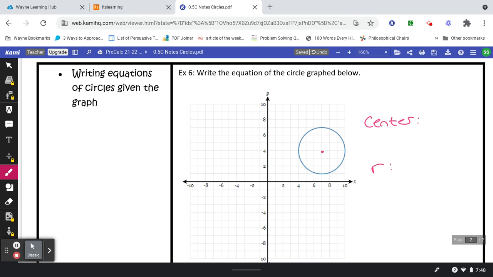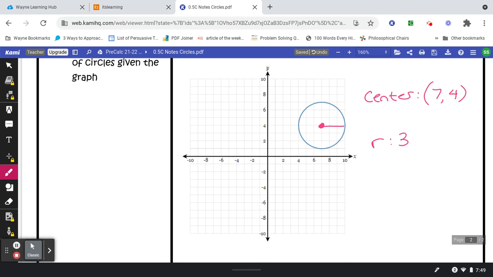You should be able to just eyeball where the center of the circle is. That point looks like 7, 4. Between that 6 and the 8 and all the way up to 4. And then the radius is just how far it is from here out to the center in any of those directions. That looks like the radius is 3. So when I write the equation, change the sign of the h, change the sign of the k, and then do you remember what to do with that r? We'll need to square it and make it 9.